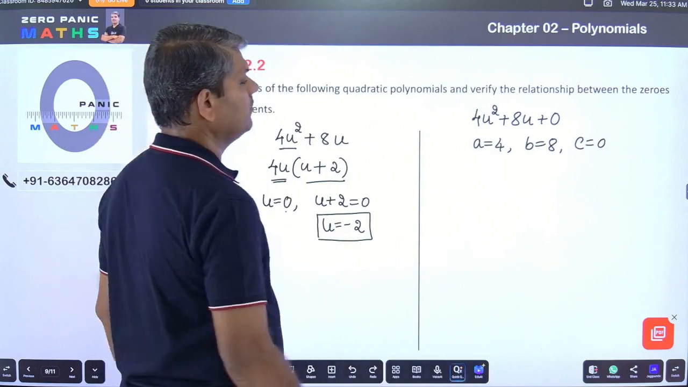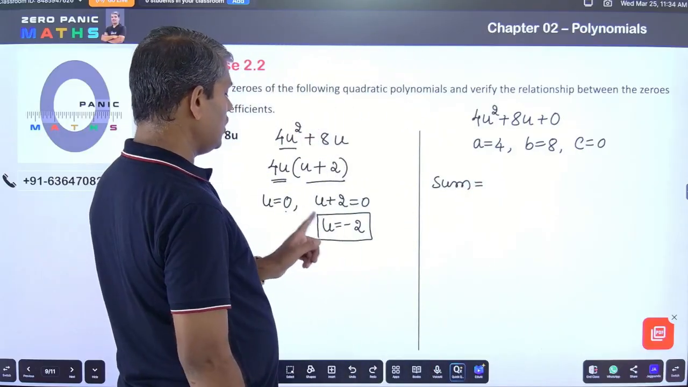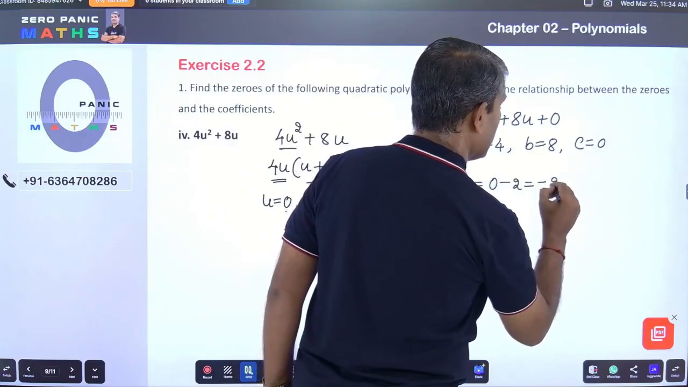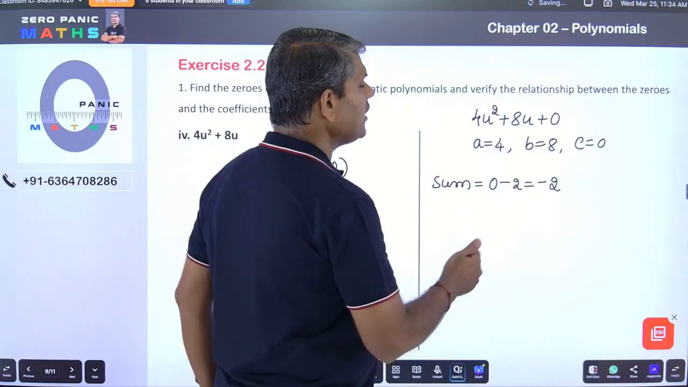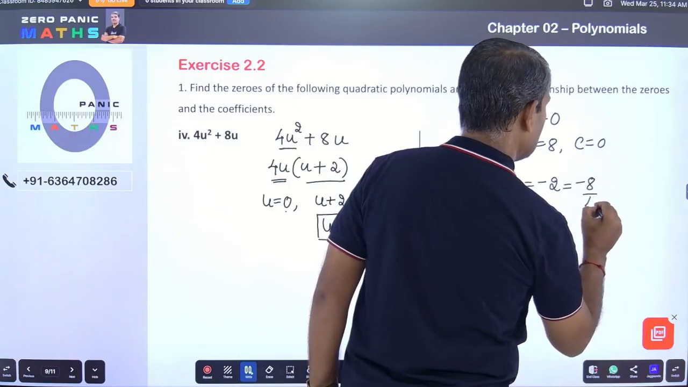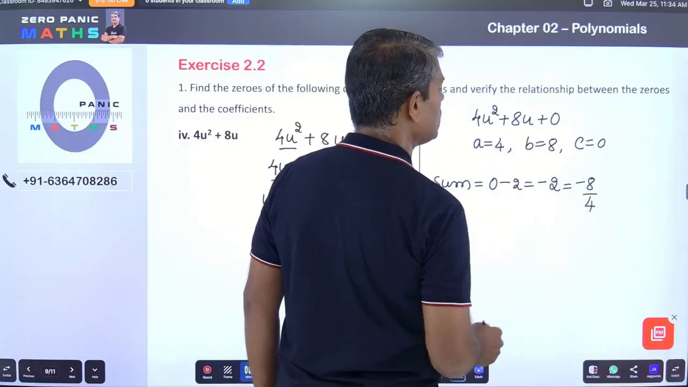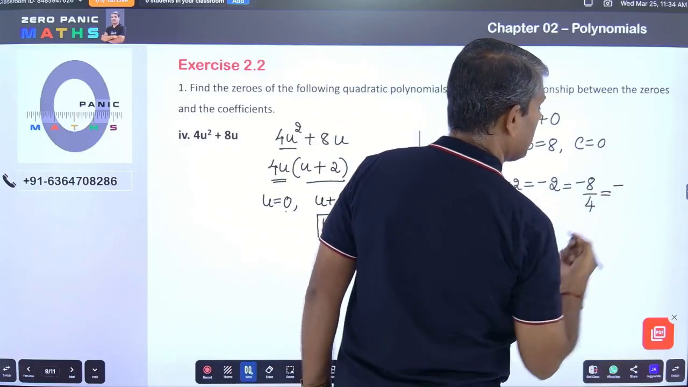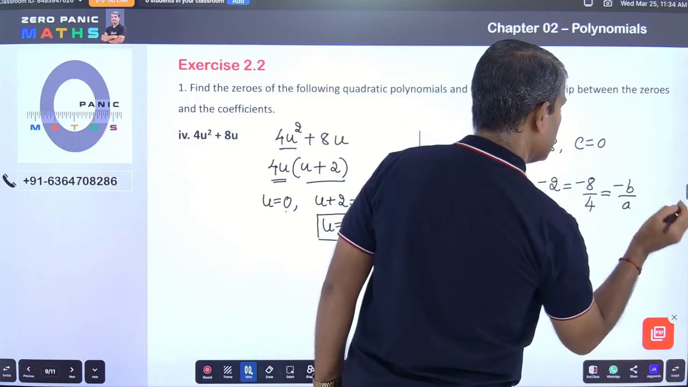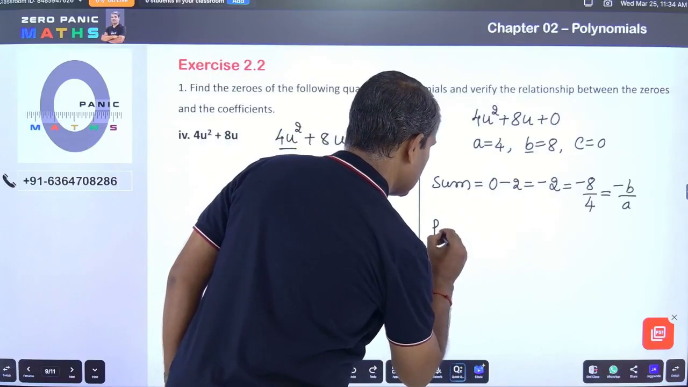Sum up. The sum is 0 minus 2. What is that? It is minus 2. Can I write minus 2 as minus 8 by 4? Minus 8 by 4 actually gives me minus 2 only, since 4 ones are 4, 4 twos are 8. I am keeping minus as it is, and what is 8 is b, what is 4 is a, so it is minus b by a. Now the sum is correct. Now let us move to the product.